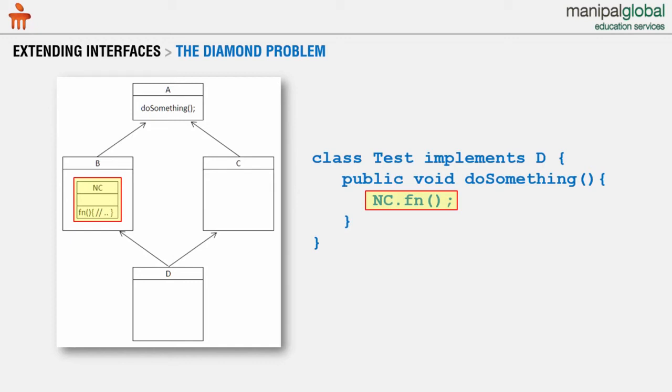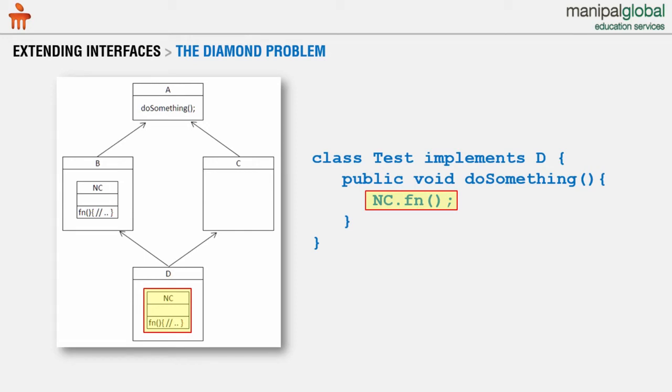Now what if D tries to rewrite the inherited member? NC in D is now overriding the one that is coming from the B interface. Because of this, B.NC is now hidden. Whenever the class Test implements D and you call nc.fn, it's going to pick that from D because that is the overriding one. Because of that, there are no issues, so you get the output.